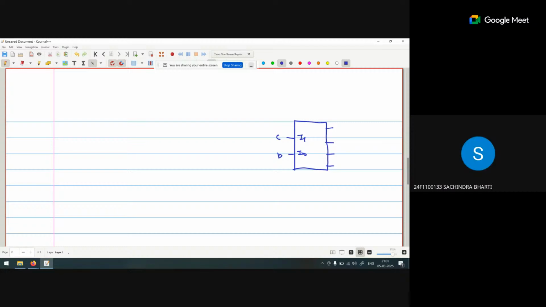Sir, what I understood is, if it is I0, I1, then I will write 00, 01, 10, 11, right? So it is I1 and I0. Does this mean that I1 is LSB or I1 is MSB? This is my doubt. What is the meaning of 1 and 0?